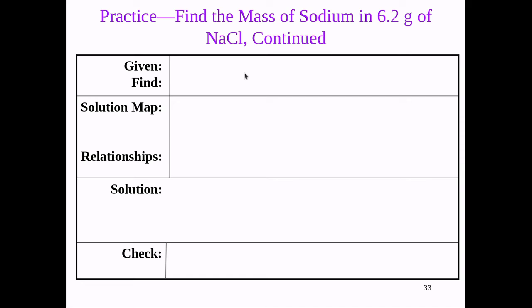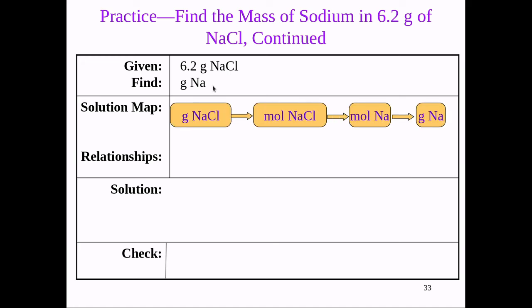Let's try one more of those and see if we can find the mass of sodium in 6.2 grams of NaCl. So we're given that we have 6.2 grams of NaCl. We're asked to find how many grams of sodium there are in there. Our solution map looks the same as it did for the other problem. We need to first find the mass of NaCl, that it's 58.44 AMU for every 1 molecule of NaCl.